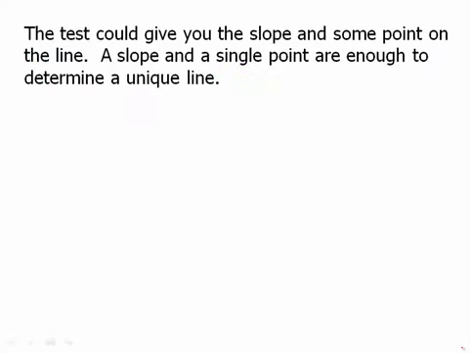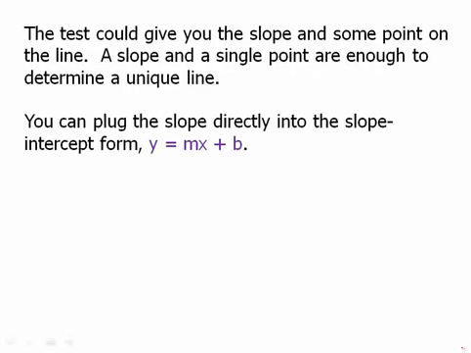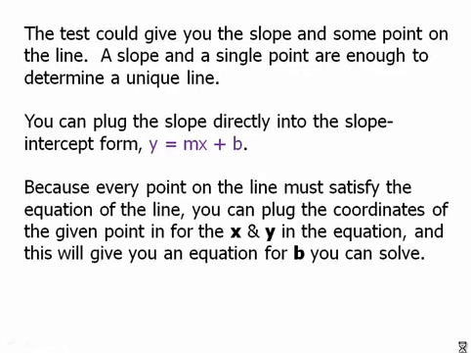The test could give you the slope and then some point on the line. The slope and a single point are enough to determine a unique line. You can plug the slope directly into the slope-intercept form, y equals mx plus b, so we would know m. We would initially not know the value of b, but because every point on the line must satisfy the equation of the line, you can plug in the coordinates of the given point for x and y in the equation, and that will give you an equation you can solve for b. And once you solve for b, you have full slope-intercept form.